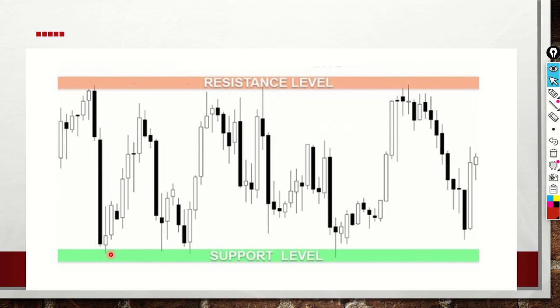When I drop from the ceiling, the lowest level that I'm going to go to is the floor, which is going to offer me support, since I want to continue to fall. Resistance offers me resistance to go higher and pushes me down. Support holds me from dropping.